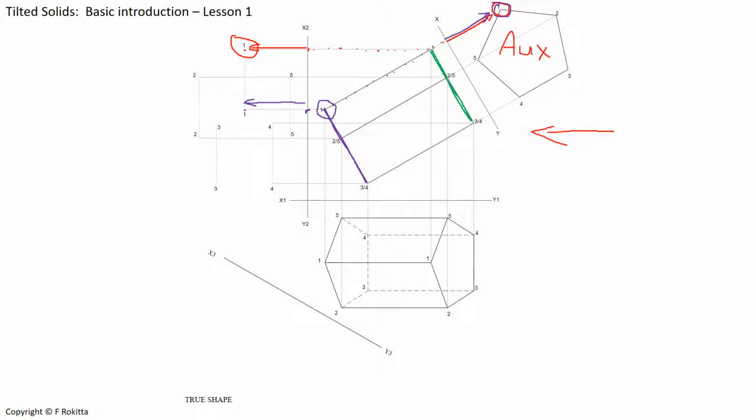Please notice that the distance for number 1 of the top part of the prism and the bottom part of the prism is the same. And we will continue this process till we've carried over all those points from our auxiliary view onto our side view.